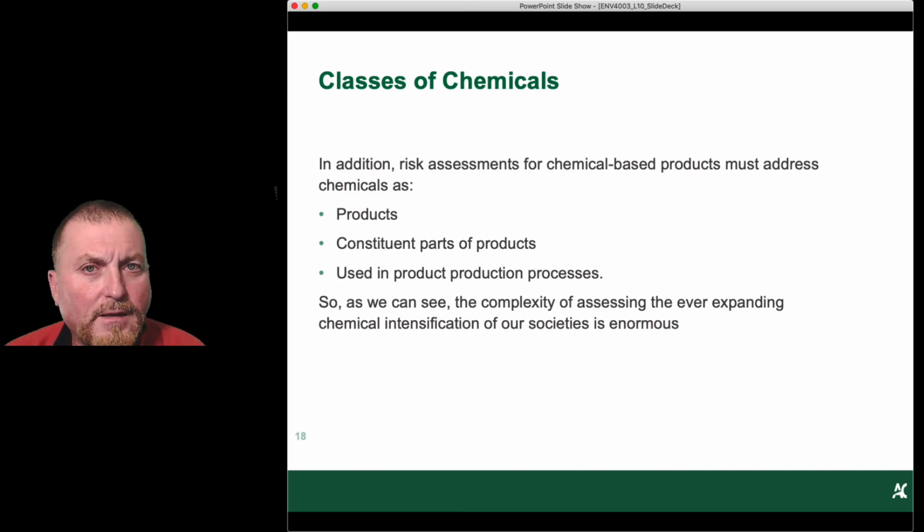So keep in mind that you have to manage chemicals as products, you have to manage chemicals as constituent parts of products, and you have to manage chemicals as emissions from production processes. The complexity of assessing the ever-expanding chemical intensification of our societies is enormous. It's absolutely enormous. But with scarcity and opportunity cost and the big attention given to climate change, new initiatives in chemicals management have largely stalled.